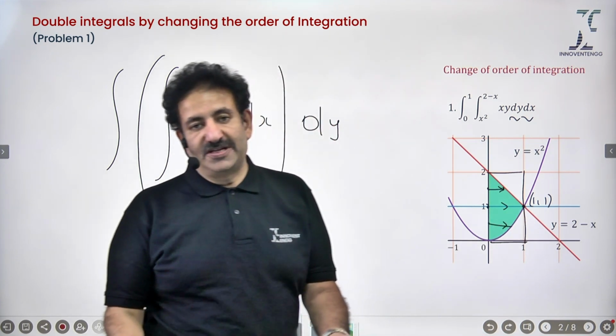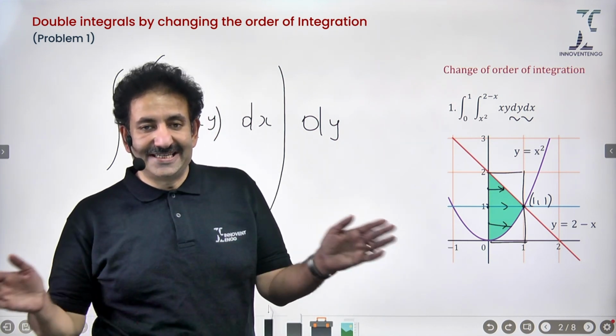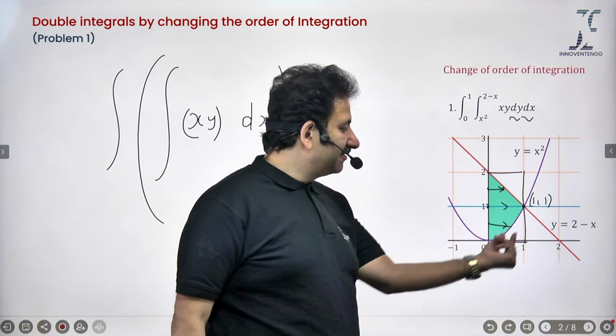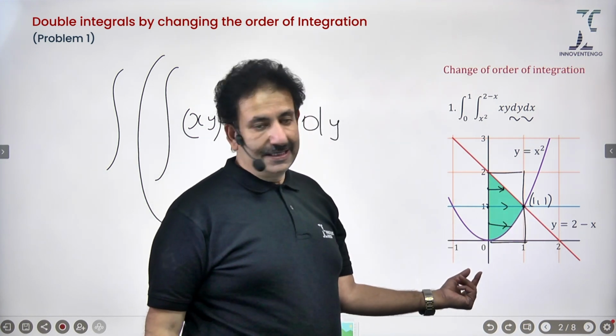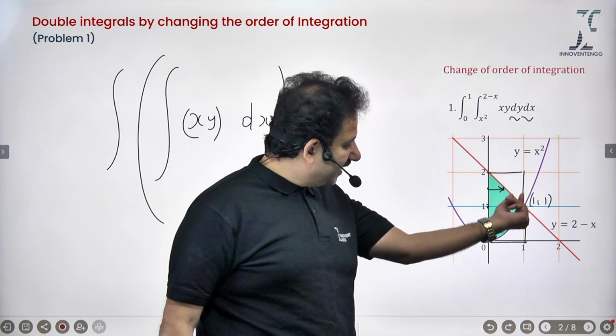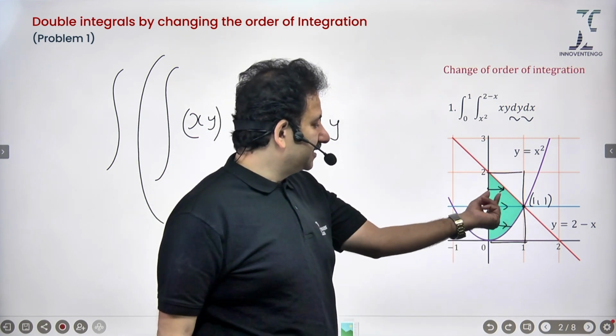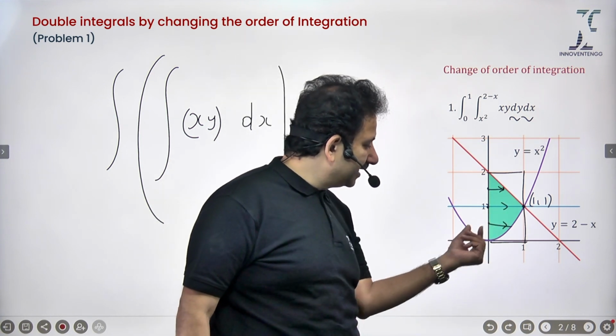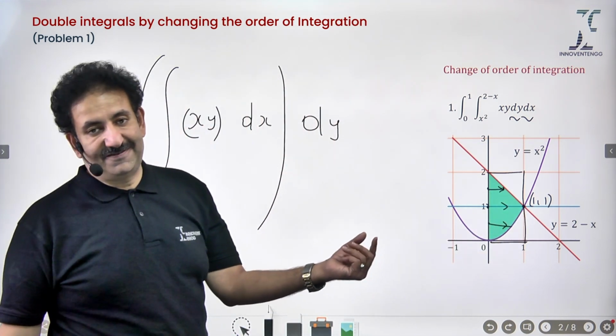So it becomes obvious that I will have to split my integral into two, one for this triangle, one for this triangle with a curved edge. This is also a triangle, but one of the edges is a curved edge. So this is a normal triangle, all the edges are straight lines, but this is one triangle whose one of the edges is curved, right?